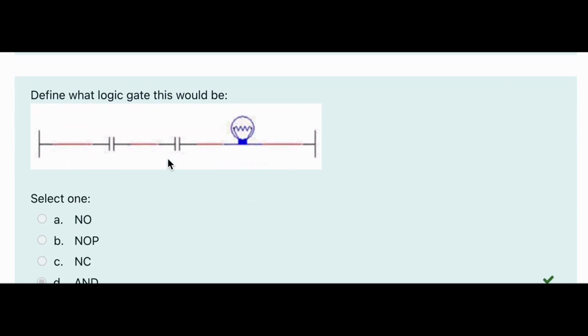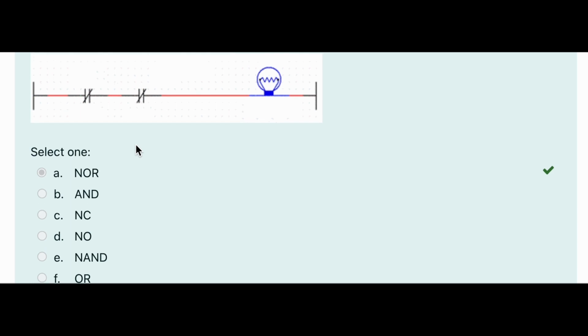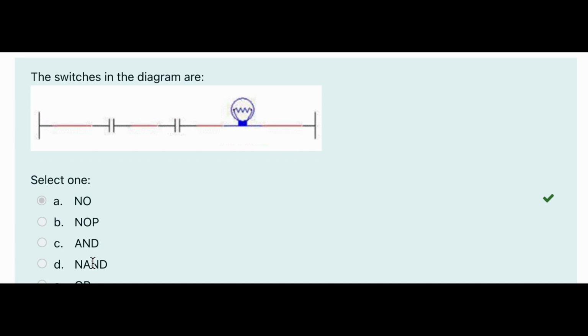Next, we're going to define what logic this one would be. Well, with this one, we can see it is very similar to this one. If we have these two, which are normally open, we need to close both of them because they're in series with each other to get this light bulb to light up. So to close both of them, we are only going to have our output be high if both our switch inputs are high. Otherwise, it's going to be low. And this is an AND gate.